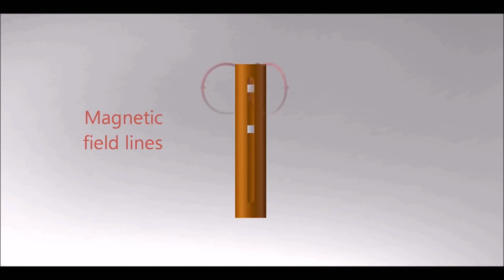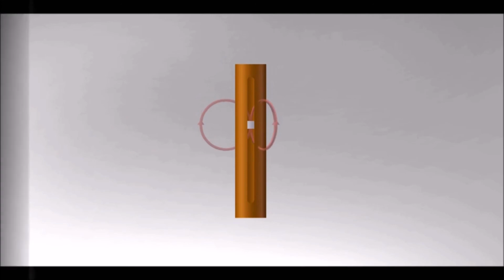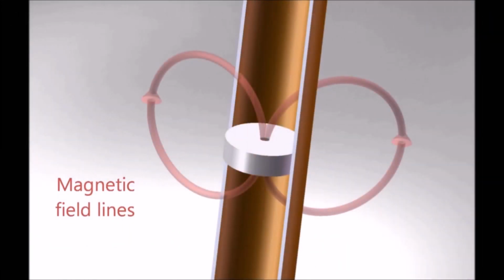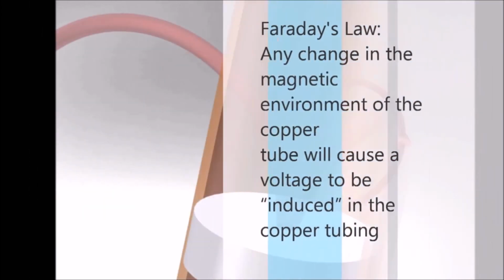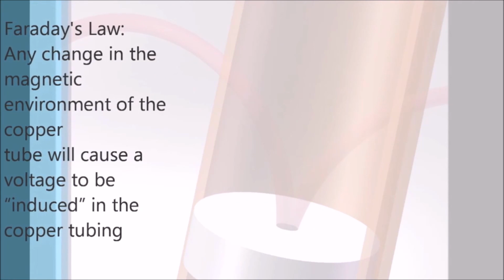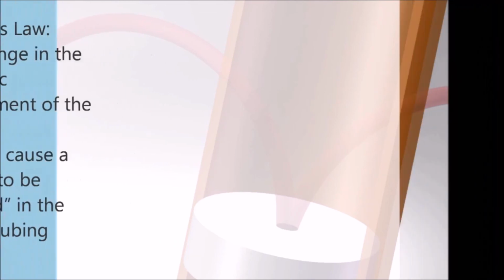Again, we see the magnet dropping through the tube. The red lines are added to represent the magnetic field produced by the magnet. As the magnet falls, the magnetic field in the copper tube changes. This variation in the magnetic field induces an electric current, as predicted by Faraday's law. Faraday's law states that any change in the magnetic environment of the copper tube will cause a voltage to be induced in the tubing.